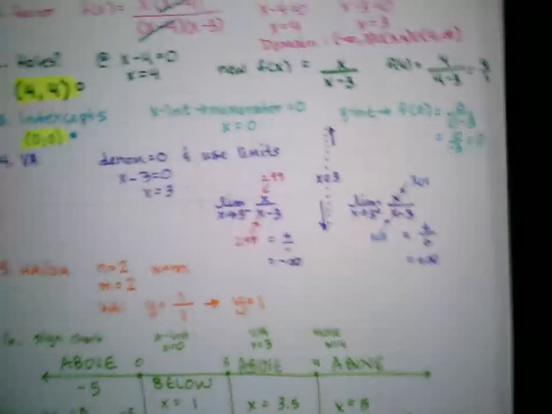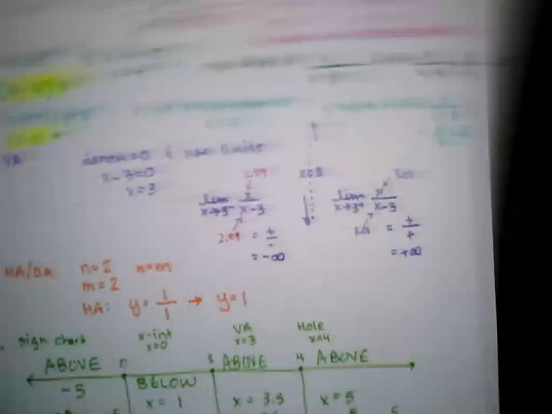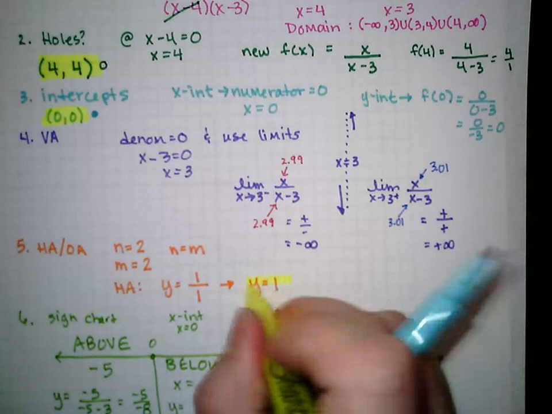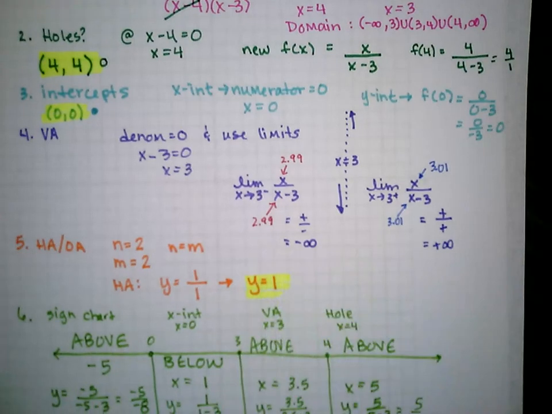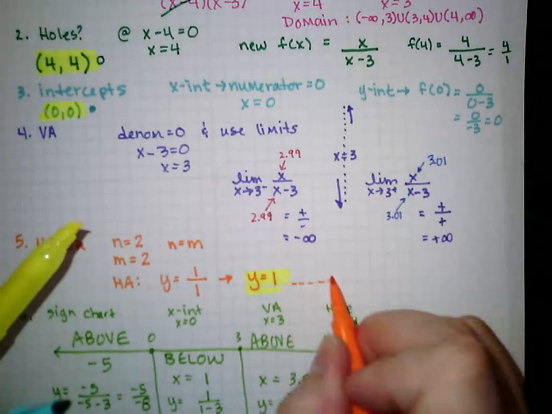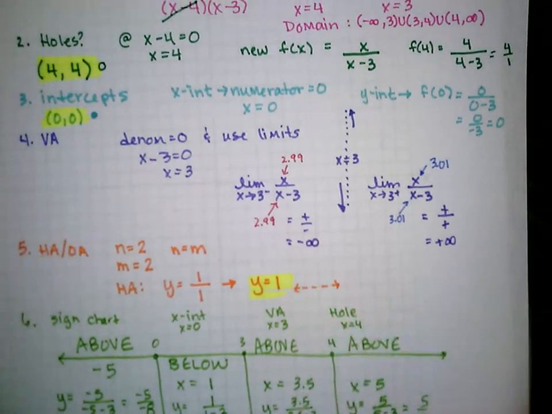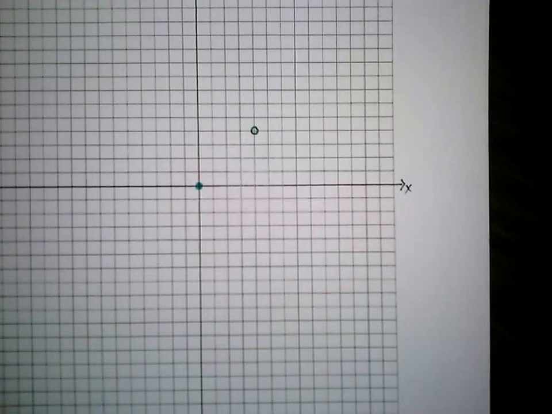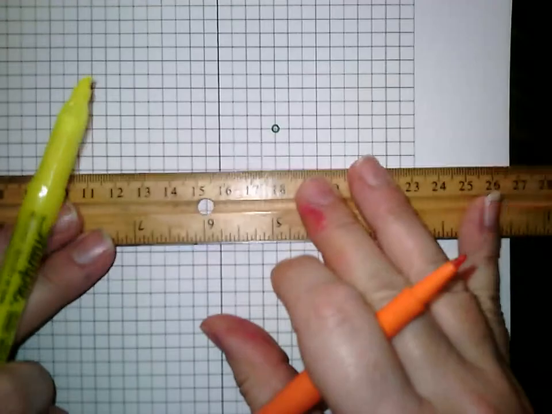What's next to go on? Horizontal and oblique asymptotes and vertical asymptotes. So our horizontal oblique asymptote, this guy goes on as a dashed line. So at y equals 1, we will have a horizontal line that is dashed.